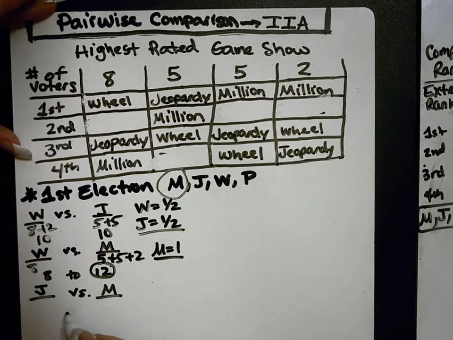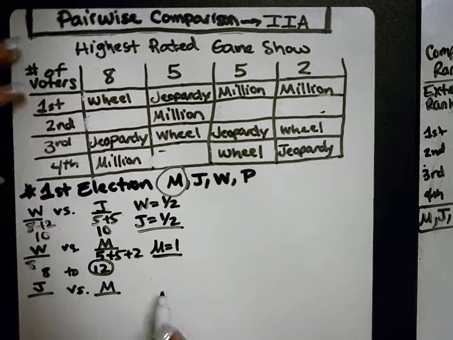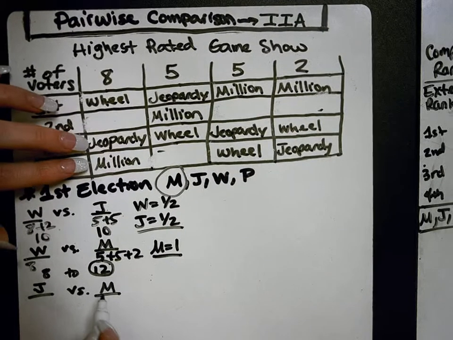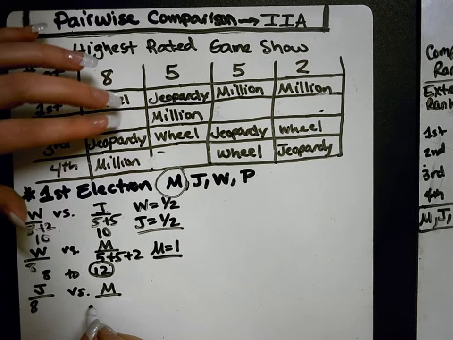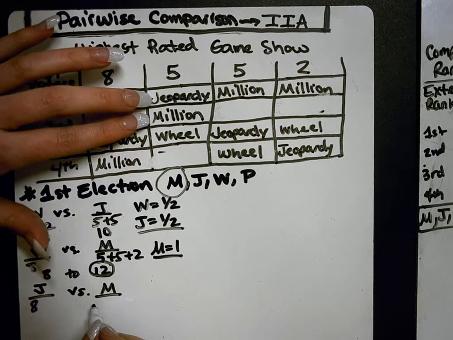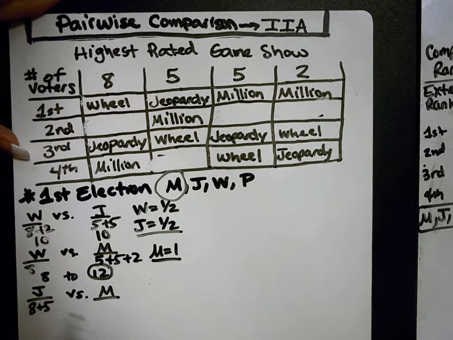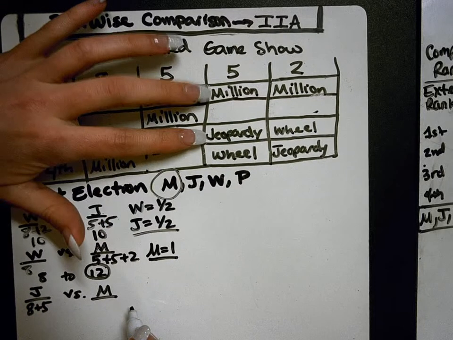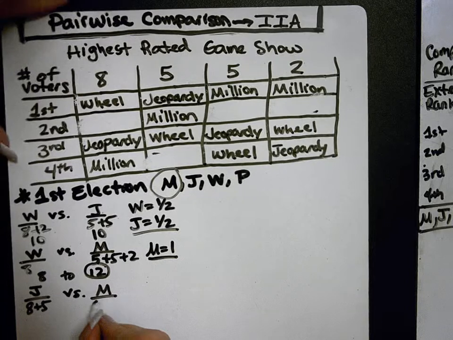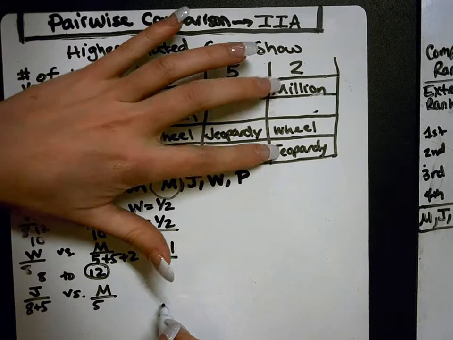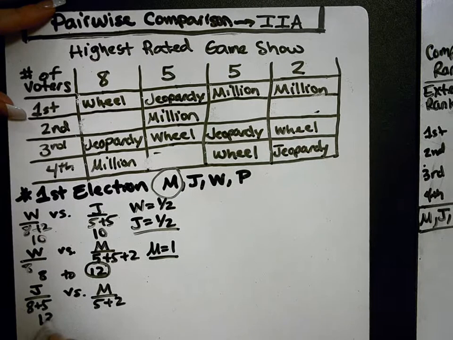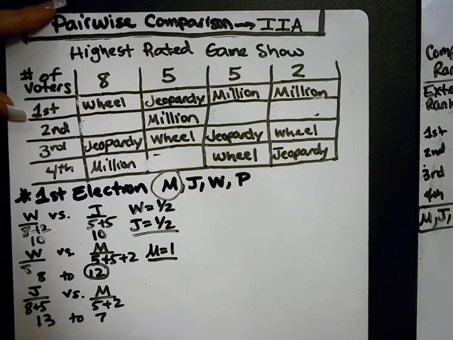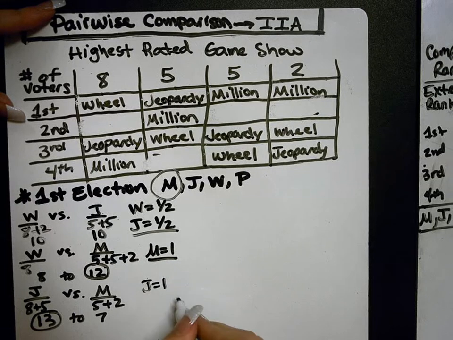The last head-to-head is Jeopardy versus Millionaire. So first column, it's clearly that Jeopardy is preferred. Jeopardy gets 8. Second column, Jeopardy versus Millionaire. Jeopardy is preferred. Jeopardy gets 5. Third column, Jeopardy versus Millionaire. Millionaire is preferred. Millionaire gets 5. And last one, Jeopardy and Millionaire. Millionaire is preferred. Millionaire gets 2. That is 13-7. Jeopardy wins that, so Jeopardy gets 1 point.